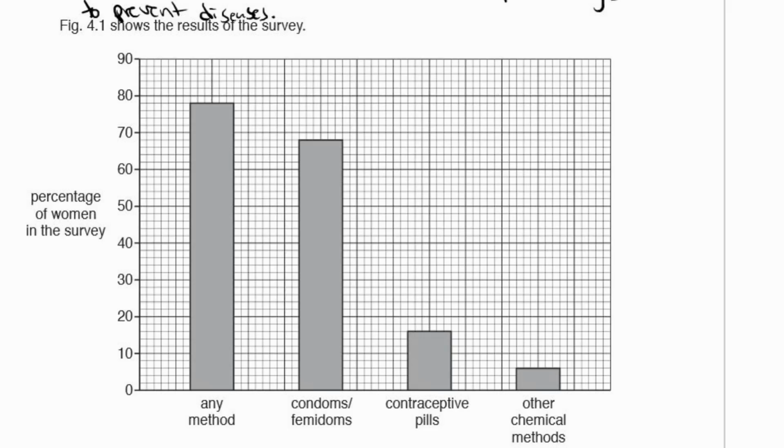Figure 4.1 shows the results of the survey. In the first bar, we have the percentage of women in the survey that have used any method, and that is about 78%. The ones that have used condoms, that's about 68%. Contraceptive pills, that's about 16%. And other chemical methods, that is about 6%.